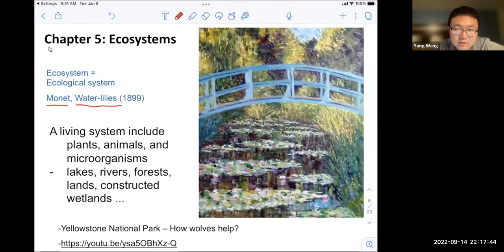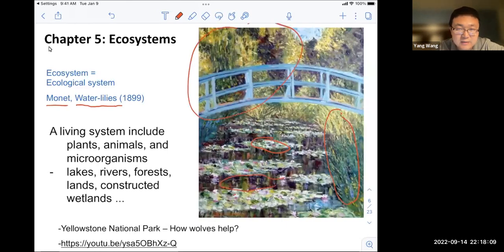The water lilies are always depicting an ecosystem. For example, you can have these green plants over here, this tall grass over here. You have the water lily, which is the main subject of the painting. You can have fish in the pond, bacteria, and these trees here.